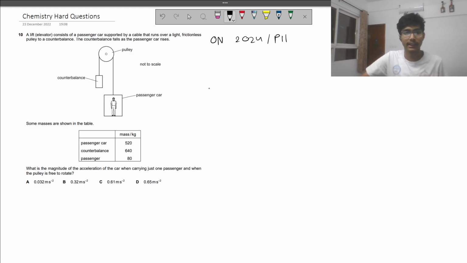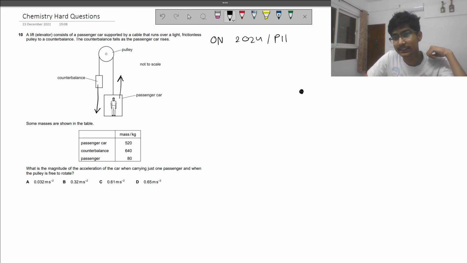So obviously, if this part of the system falls, the other part will go up. So that is fine. And we're given some masses of the different people and things on here. And we need to calculate the magnitude of acceleration when you're carrying one passenger. So let's imagine this as a free body diagram.